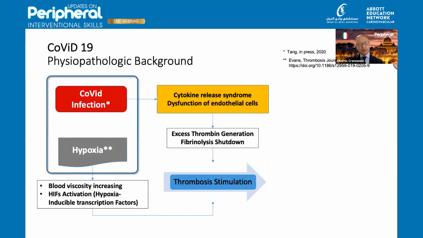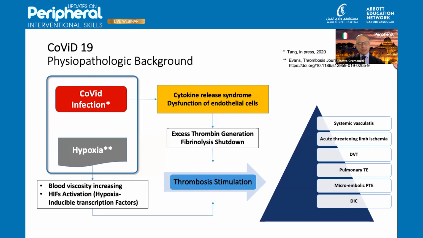For a simple reason: COVID infection is not only an important hypoxemic pneumonia. COVID infection is also related to dysfunction of endothelial cells and the cytokine release syndrome. We found a hyper- and hypocoagulative status of the patient. Interestingly, in these 3 months, we had a lot of diseases that were completely rare in the past, for example systemic vasculitis, acute limb ischemia, deep venous thrombosis, pulmonary thromboembolism, and diffuse intravascular coagulation.